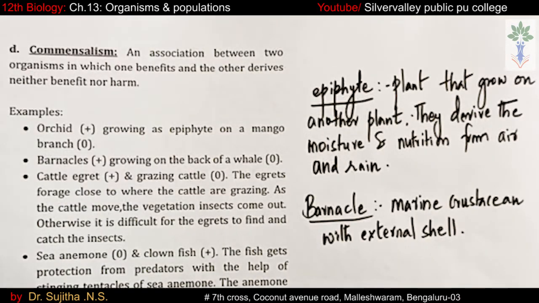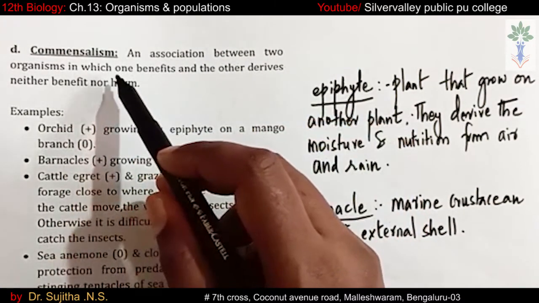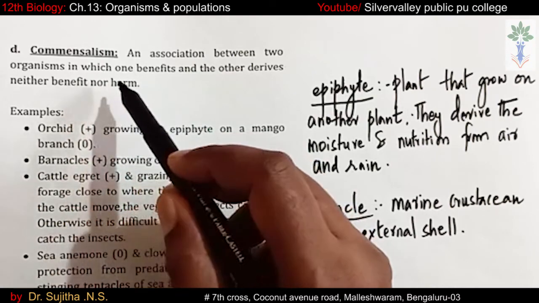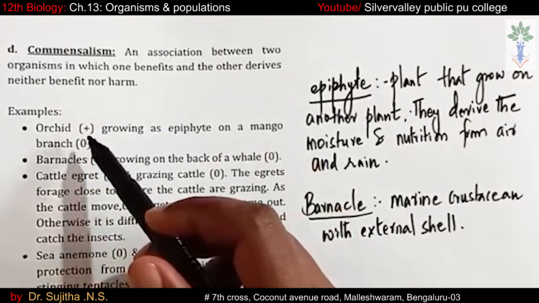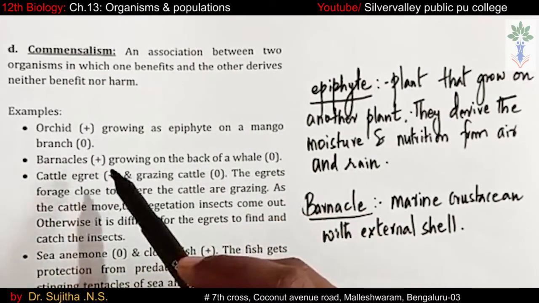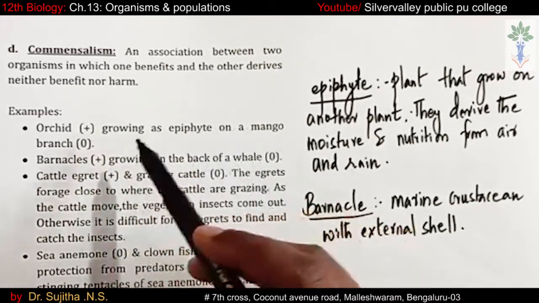So the fourth interspecific interaction which we are going to study is commensalism. Commensalism is an association between two organisms in which one benefits and the other one is neither benefited nor harmed. For example, an orchid which is growing as an epiphyte on a mango branch. So the orchid plant which is growing on a mango plant.